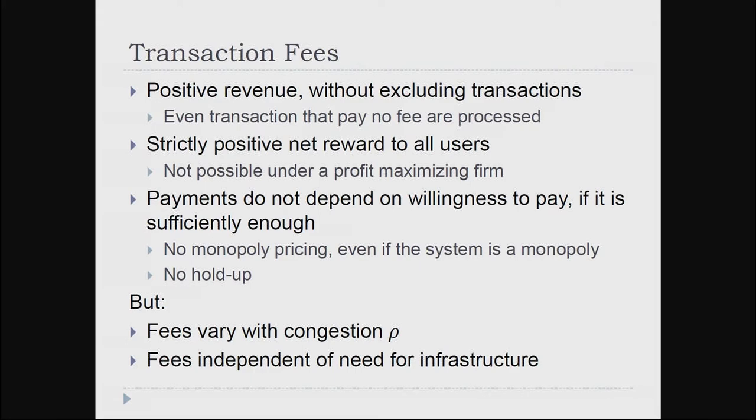Sort of tallying up, so what does it mean for the transaction fees? Is this a good system or not? So the system can raise revenue without excluding anybody. I'm basically charging users for speed instead of for service. So if you don't want to pay any money for a transaction, you'll just have to wait for your transaction to get processed. It's going to give strictly positive net reward to all users, because you pay your externality, you don't pay something that depends on your willingness to pay.